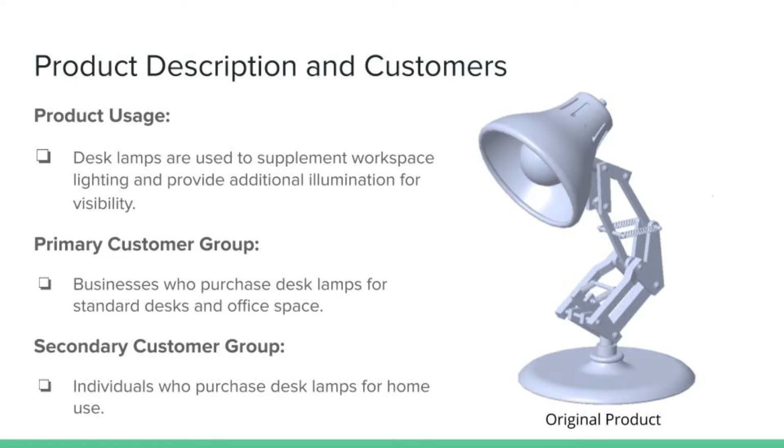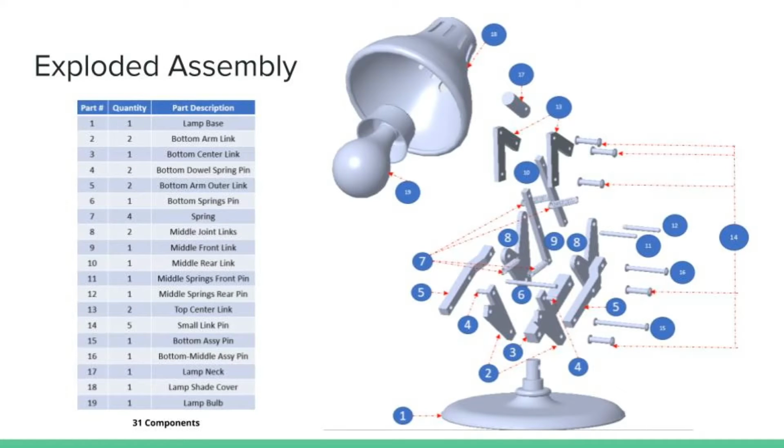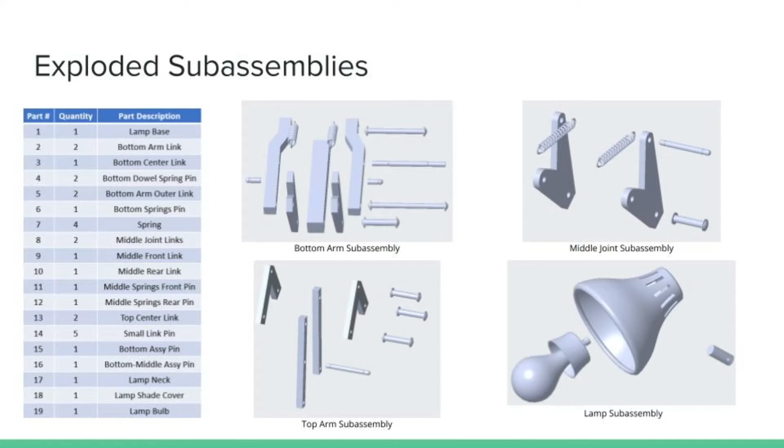Desk lamps are used to supplement workspace lighting and provide additional illumination for visibility during tasks. Our primary customer group we are targeting are businesses who purchase the desk lamps for desk and office space. The secondary customer group we are targeting are individuals who purchase the desk lamps for home use. In the exploded assembly shown, there are 31 different components and 19 different part numbers. In the subassembly view, we have a bottom arm, a middle joint, a top arm, and a lamp.